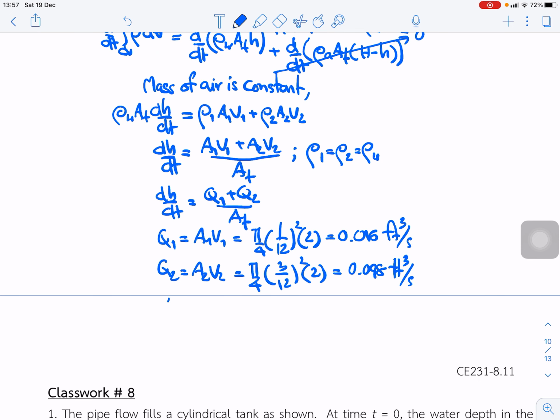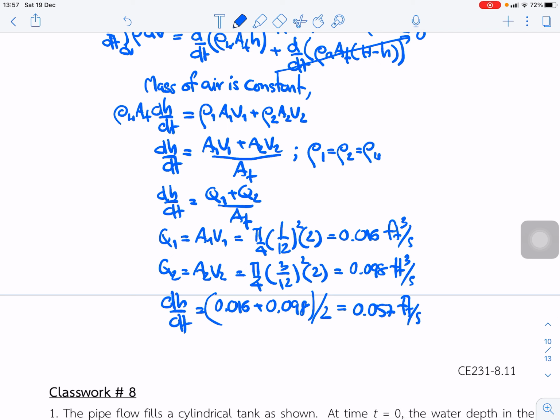Next we substitute into the equation for dh over dt. So we get 0.016 plus 0.098, divided by 2. So the change of water height with time is increasing at 0.57 feet per second.